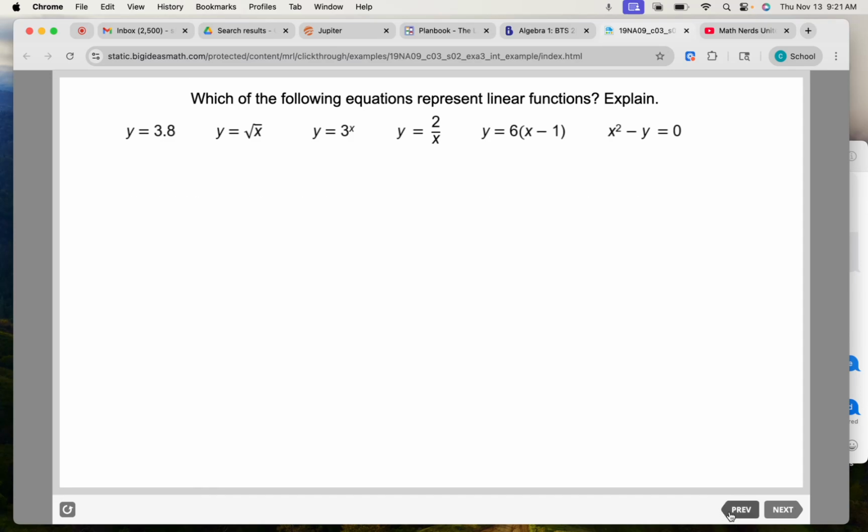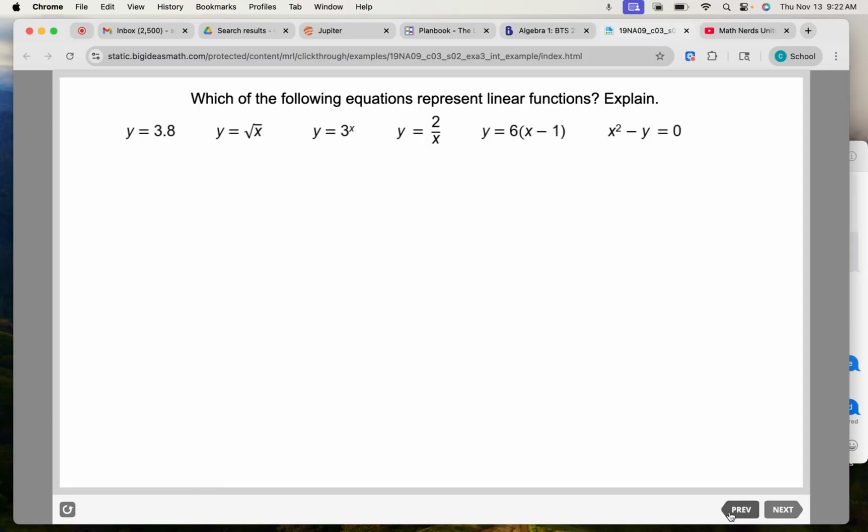So if I were to graph this one, I would go y to 3.8, which would be right here, and it would just be a horizontal line. So that one would be a linear function, because that's a line. Okay? The next one, y equals the square root of x. Is that a linear function? No, the square root of x is going to give you some really funky number. So it's actually going to be a curved line.